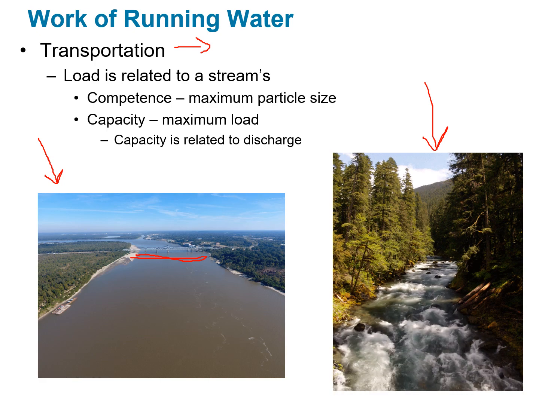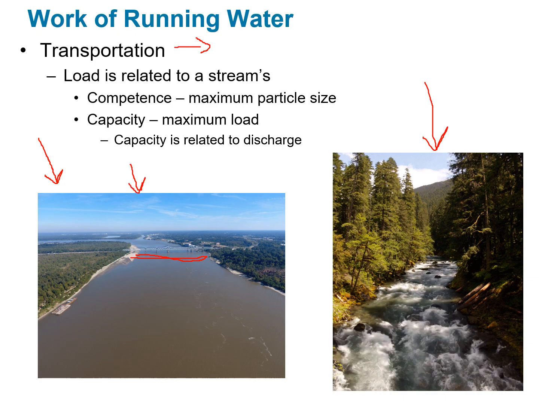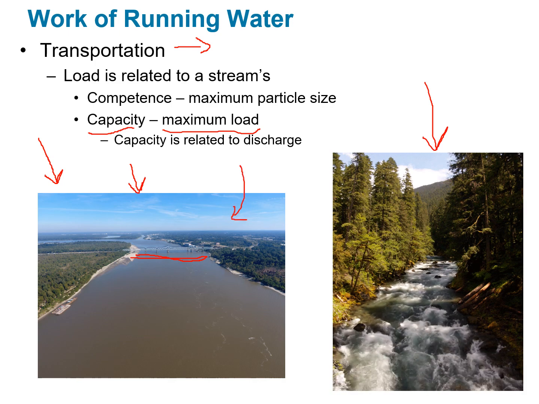And so even though the Mississippi is not a very competent river, we would say, carrying large sediment, its capacity is unbelievable, meaning its maximum load. It can carry a lot of sediment. It's a giant conveyor belt moving sediment from the Midwest all the way out to the Gulf of Mexico. And so the capacity is really related to discharge. And if you've ever been to the Mississippi, it's a lot of water moving through.